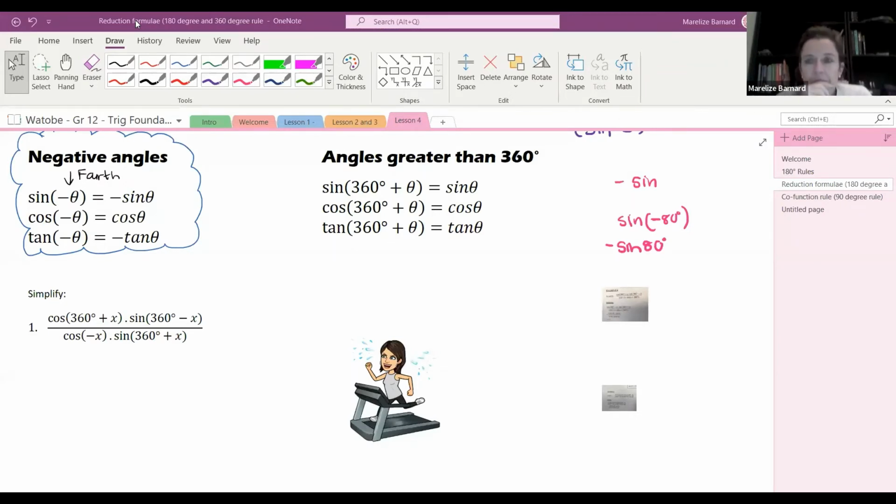Excuse me, ma'am, I'm sorry to disturb you. Yes. So whenever they say sine 360 plus theta, they're basically saying you're going back to the first quadrant. Yes, that's right. Okay, thank you. Thank you very much.